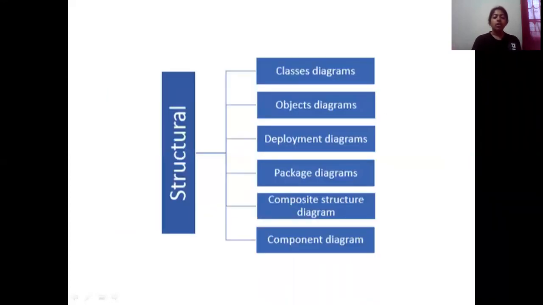Structural diagrams show the static structure of the system and its parts on different abstraction and implementation levels and how they are related to each other. The elements in a structural diagram represent the meaningful concepts of a system and may include abstract, real-world, and implementation concepts. Types of structural diagrams are class diagrams, object diagrams, deployment diagrams, package diagrams, composite structure diagram, and component diagram.